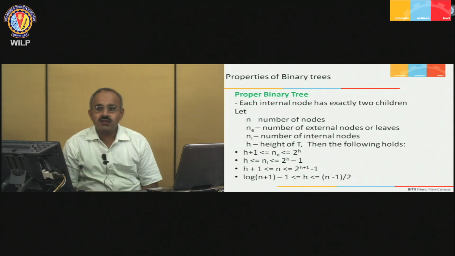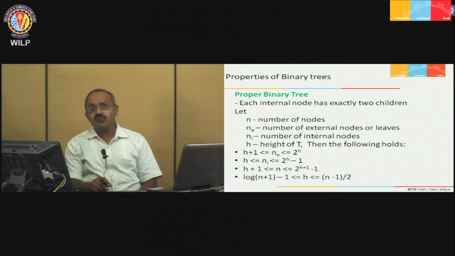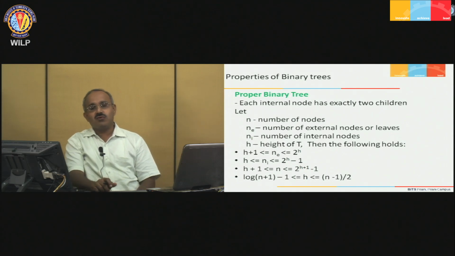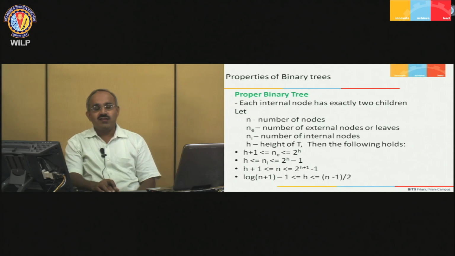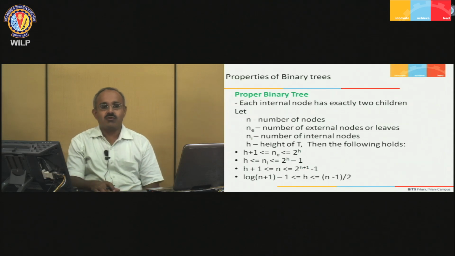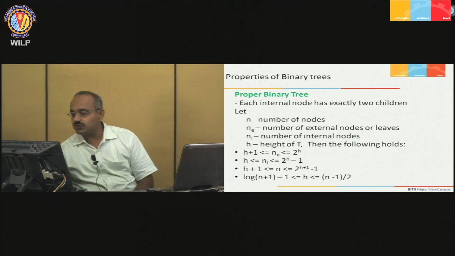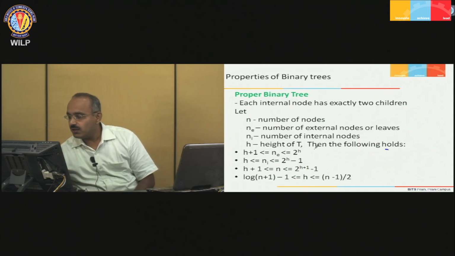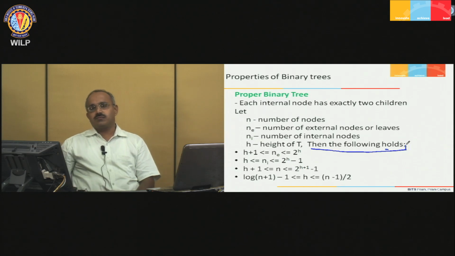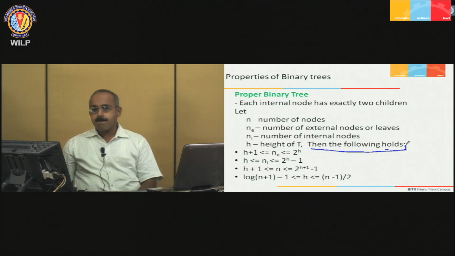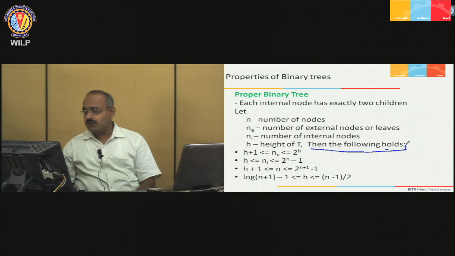Some simple properties of a binary tree. I am going to just use this notation again. N is just going to represent the number of nodes in your binary tree. N subscript E is going to be the number of external nodes, N subscript I is going to be the number of internal nodes, and H is going to represent the height of a tree. With this notation, we have the following 4 results.